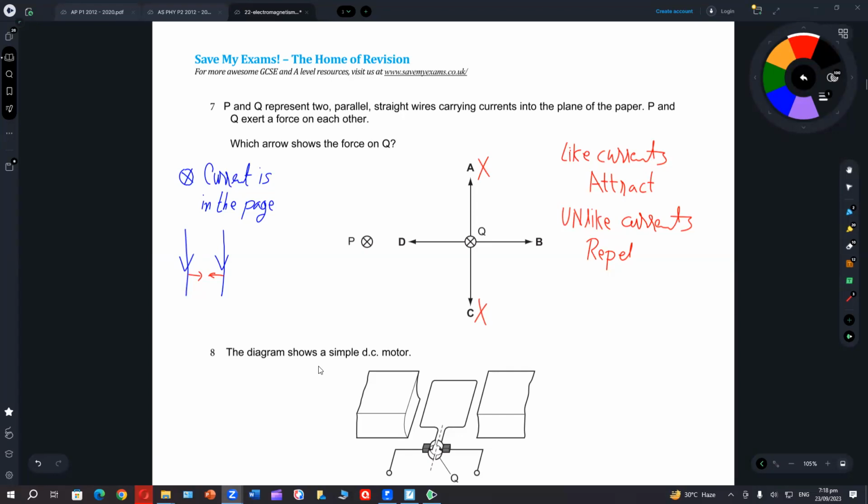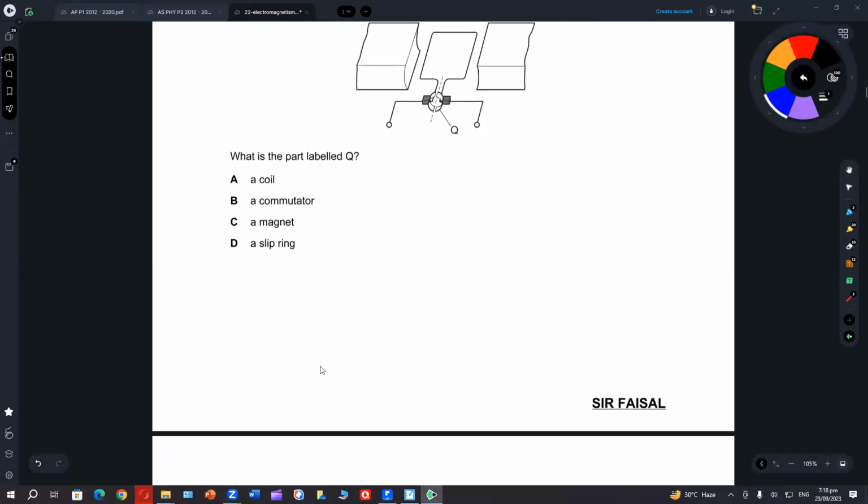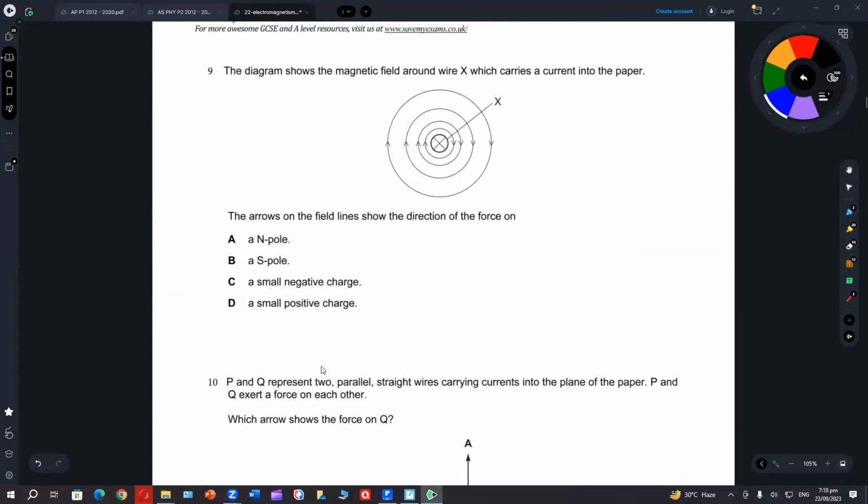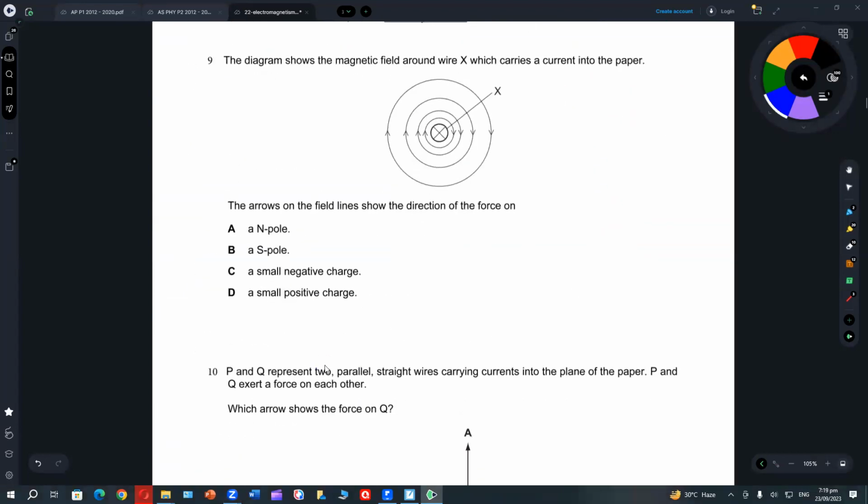So if you want to show attraction, the arrow would be D. We are doing questions on electromagnetism. I'm selecting basic electromagnetism questions. These are the MCQs. The diagram shows the magnetic field around wire X, which carries a current into the paper. It's again a case of Fleming's rule.